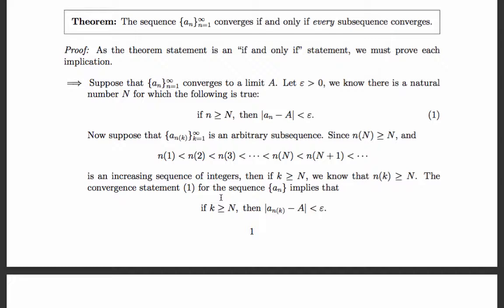So suppose the entire sequence converges to a limit a. That's what we're assuming. So we know this, so let's write what that means. What's the definition of such a thing? a_n converges to a limit a. Well, let epsilon be an arbitrary positive number. We know there must be some natural number big N for which the following statement is true: if little n is greater than or equal to big N, then the difference between a_n and a is smaller than epsilon.